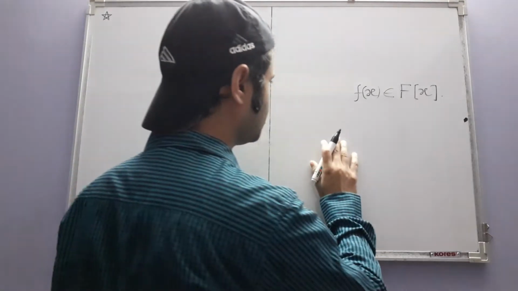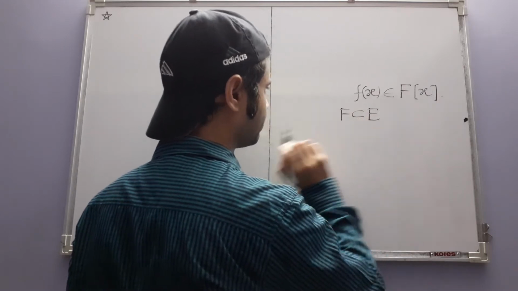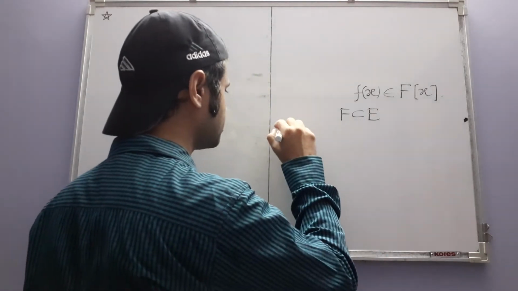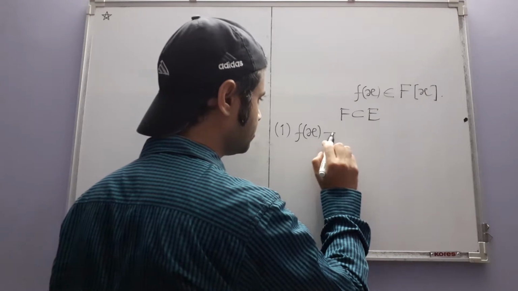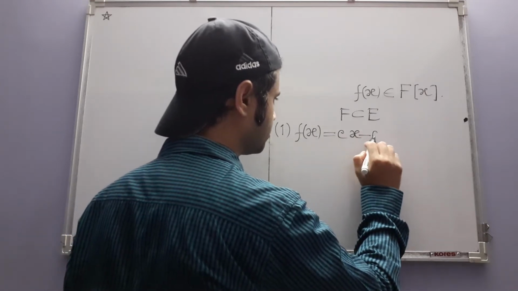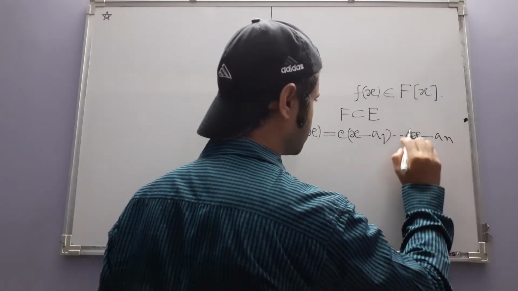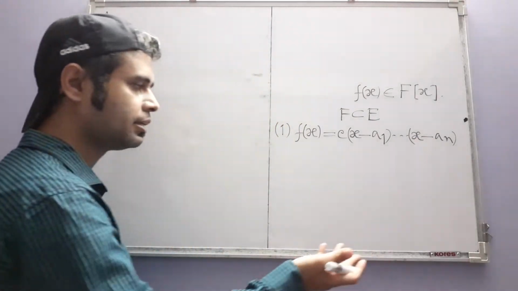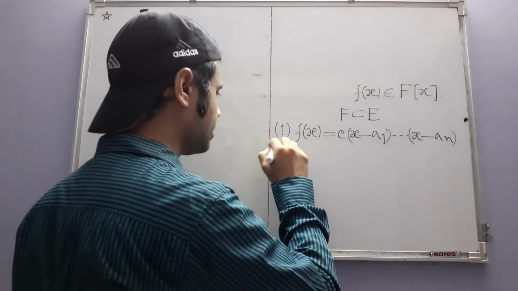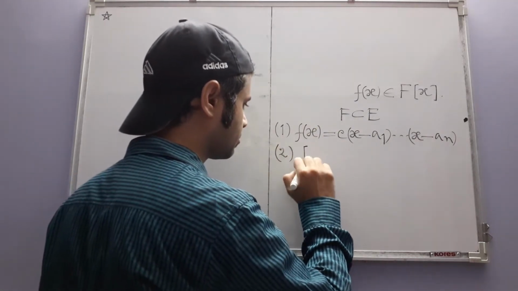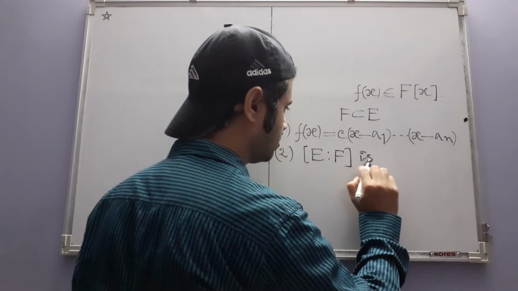Then we have already proved that there exists an extension E of the field F with these two properties. The first one is that you can factorize f(x) over E as a product of linear factors, for some positive integer n, and over E means of course that this c and all the a_i's are coming from the extension E. And the second thing is that the degree of this extension E over F is minimal.